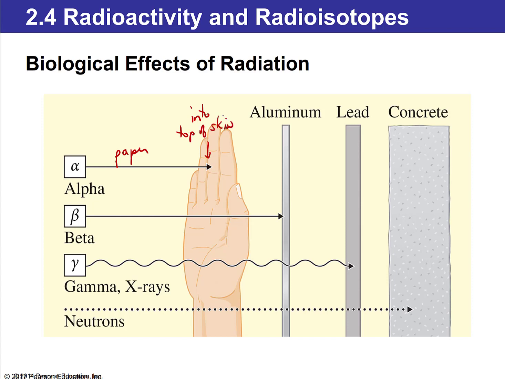Beta, on the other hand, is this energy that's associated when you have a neutron converting to a proton, and an electron gets shot out. So there's a particle, but it's not very big. Compared to alpha, it's 2,000 times smaller. So it's pretty small. That means that it's going to go further. So beta decay can pass through the skin and go down into soft tissues.